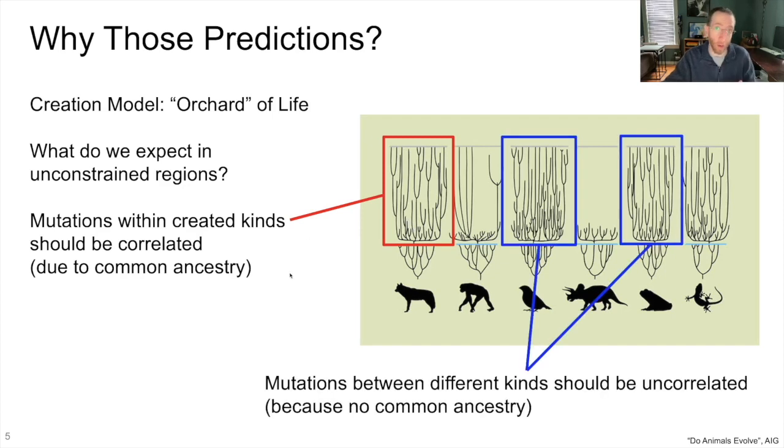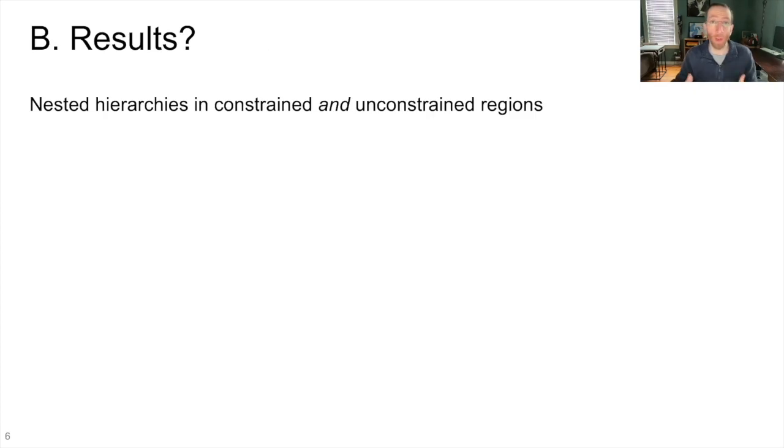But if we were to compare the mutations in the unconstrained sites across different created kinds, they should be uncorrelated with each other. The mutations that have occurred in this lineage have nothing to do with the mutations that have occurred in this lineage because they don't share common ancestry. So we can now test these predictions and see, do we see correlated within the kind but uncorrelated between them? Or, as we expect with universal common ancestry, do we see a nested hierarchy across kinds? That's what we're able to evaluate. So what do we see?